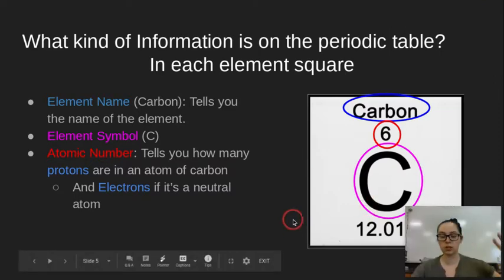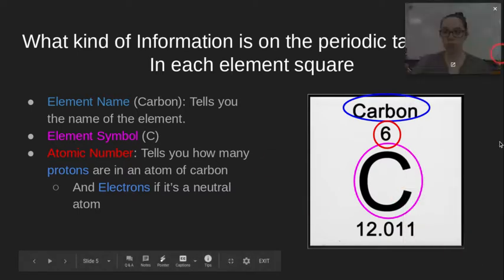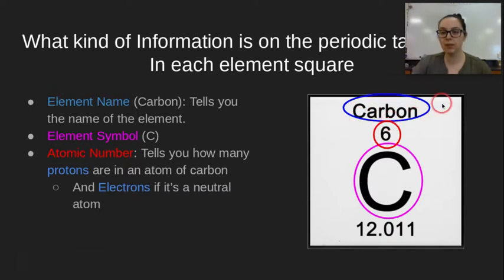We're going to first talk about what's in each little element square. And that's this guy right here. The first thing is our element name, which is this guy right here. It can tell us, oh, hey, this is carbon. Not every periodic table has this, but the periodic tables that I want you to use do.